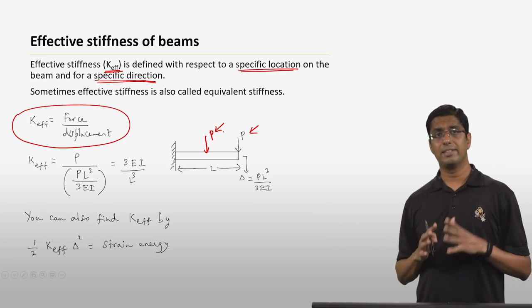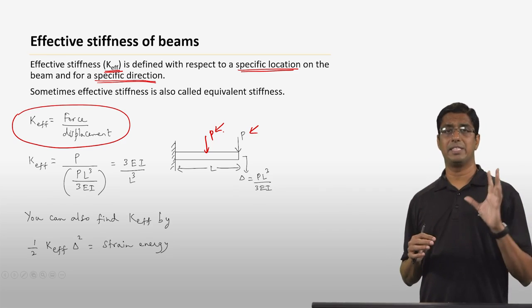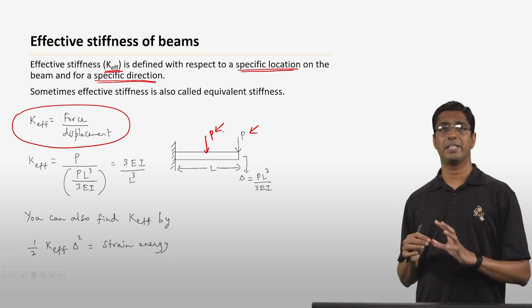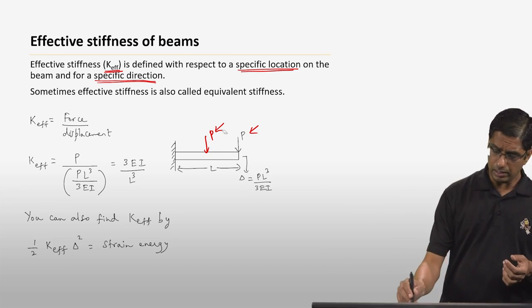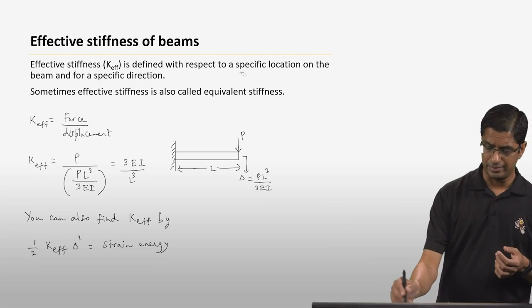That is the reason why this effective stiffness is always defined with respect to a specific location and with respect to a specific direction in which the force is applied. Having said that, we can still look at specific cases of effective stiffnesses.